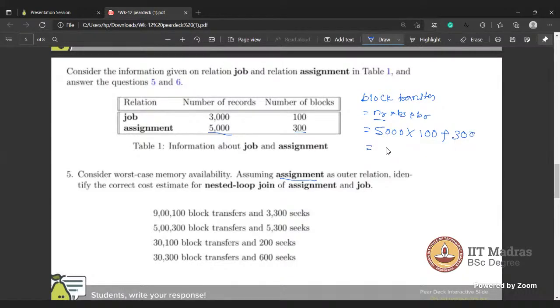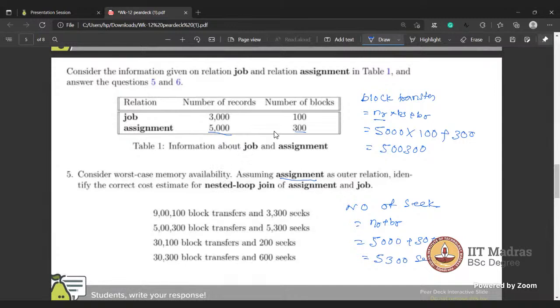What is the answer for the number of block transfers? 5000 into 100 plus 300. Then the number of seeks is equal to NR plus BR. So the number of records is 5,000 plus 300. Everyone got it?